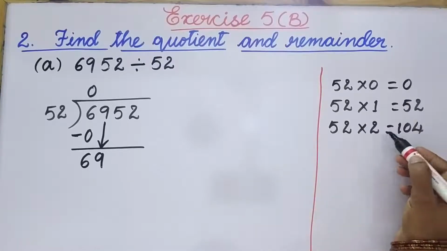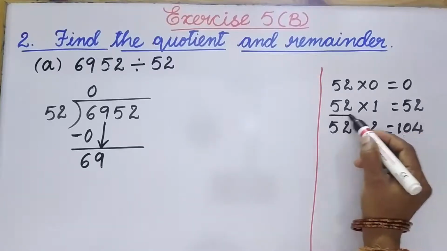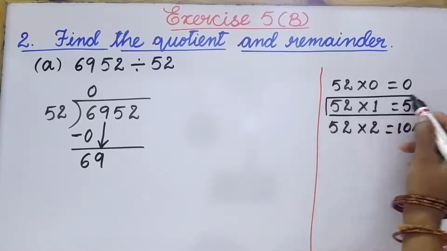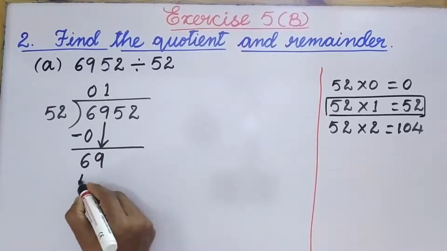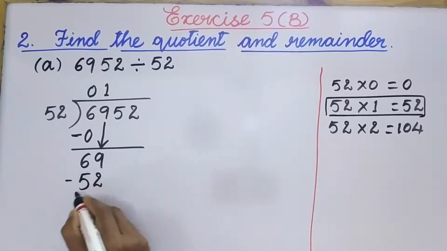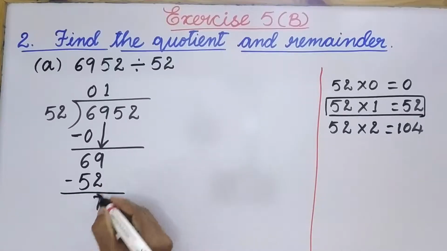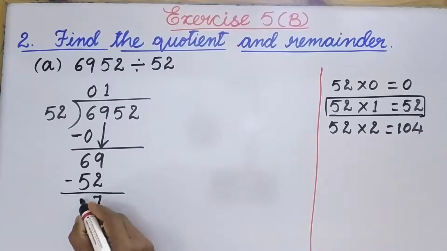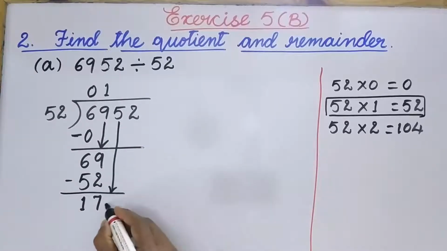So 52 twos are 104. So we have to take 52 ones itself. Okay. So 52 ones are 52. Then subtract. We'll get here 9 minus 2 is 7. 6 minus 5 is 1. Now we need to take down 5.